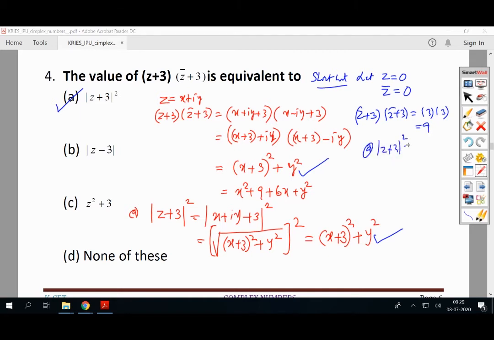None of the other options will coincide. Option B, what happens? If you put 0 for z, |−3| is 3. This is again 3, so this is not a choice. Option A is going to be the correct answer for this question. Now we'll move on to question number 5.